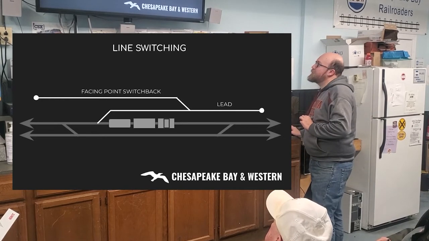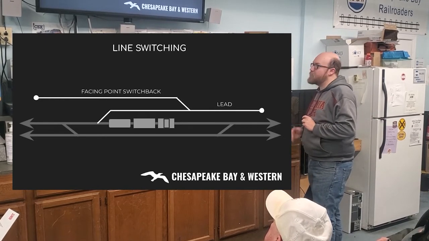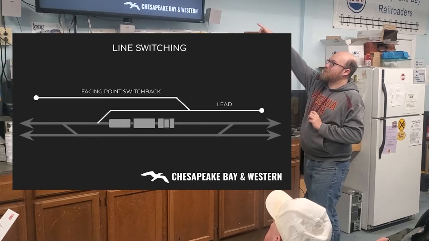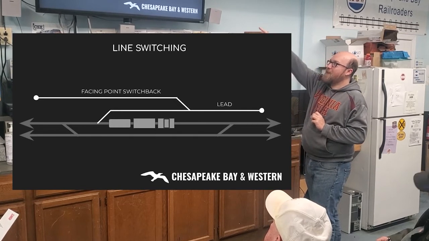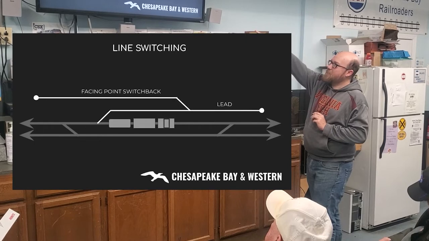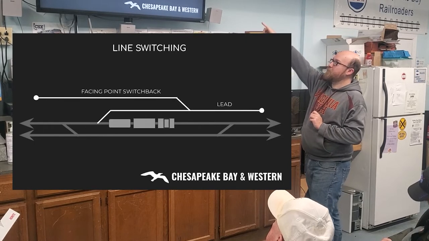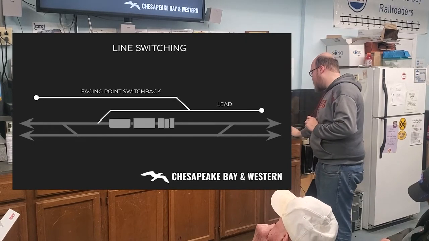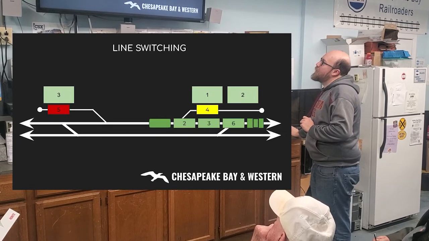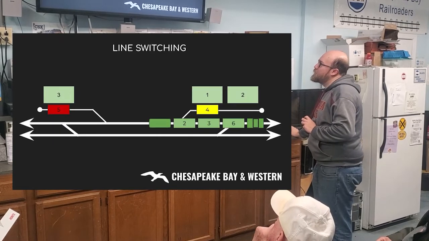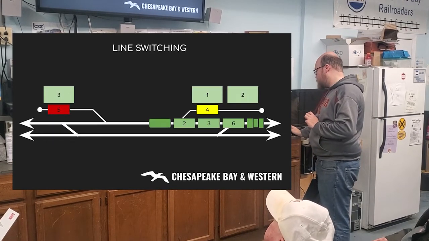And another thing you have to keep in mind is that you have to organize your push based on the orientation of the switchback, not the main lead. So in this case, you would have to do a runaround before you shove your car in order to get back there. All right, let's start with a basic trailing point switching lead.